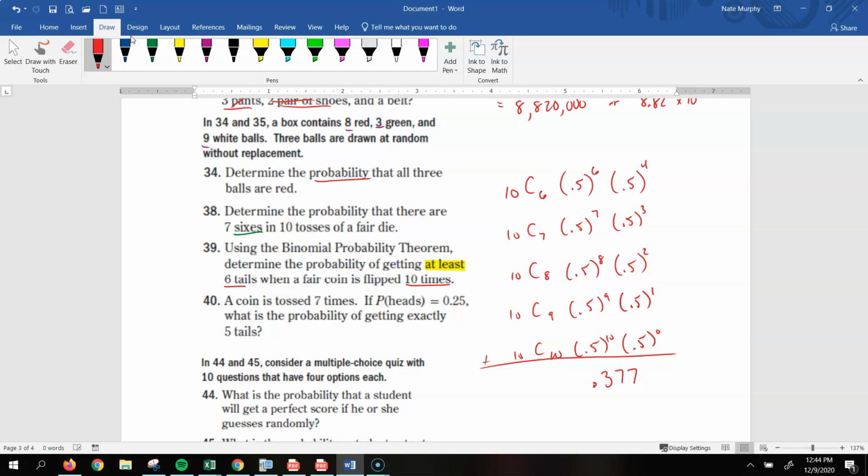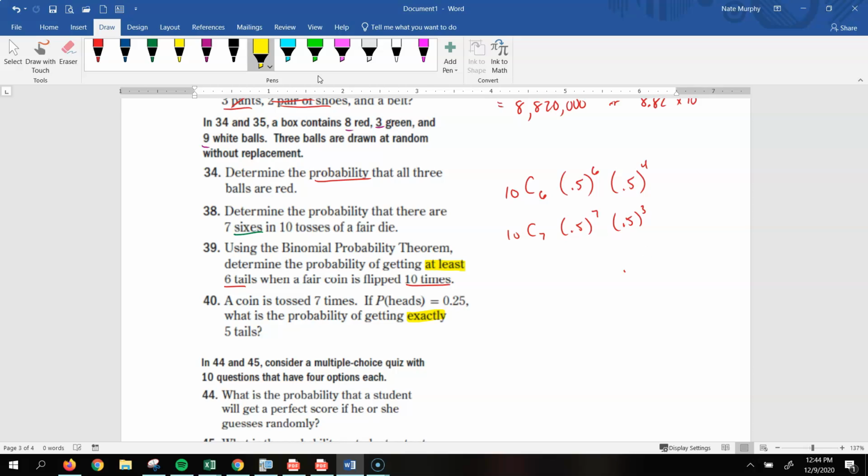Let's look at number 40. Number 40 says a coin is tossed 7 times. If the probability of getting heads is 0.5, what is the probability of getting exactly 5 tails? Okay, so now this one has the word exactly. So that means we're not going to have to add them all up like we had to do on the previous one. We're just going to do this once, and then that would give us our answer.